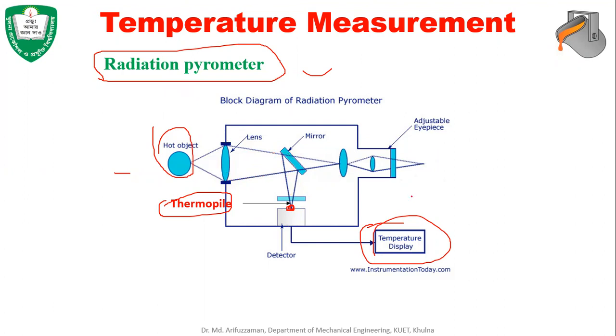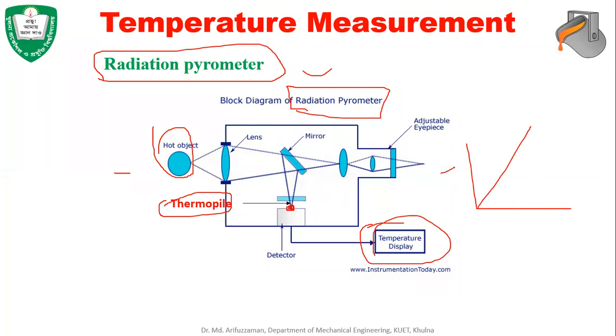All right. So if you want to calibrate this radiation pyrometer during manufacturing, then what should we monitor? Should we monitor the radiation energy or the voltage with the change of temperature of the hot object? We don't have any equipment to monitor the radiation. We have equipment to monitor the voltage because that radiation is ultimately converting into voltage, right? Yes, sir. That is why, with the change of temperature of the hot object, we monitor the change of voltage and then plot them into the calibration curve to get the temperature.